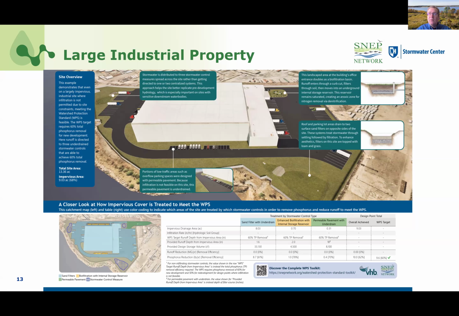And again, we move from an on-site retention standard down to the 90, 60, 50. And so that's detailed here, how that's addressed with this range of stormwater controls, from a sand filter with an underdrain to an enhanced bioretention to a permeable pavement on this industrial site.